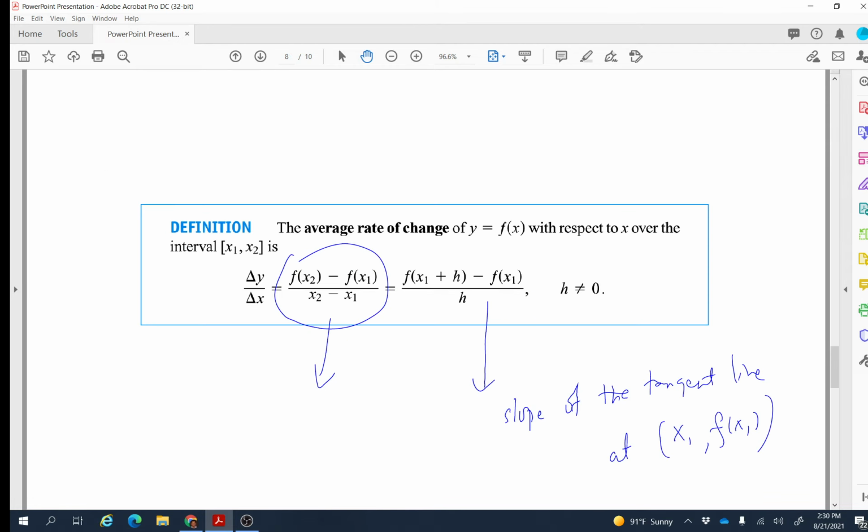So that's the formula we can use. Look at here, the value of the function at x1 plus h, in our case x1 is 3, so 3 plus h, minus the value of the function at 3, divided by h, for finding the slope of the tangent line. Actually, this is the slope of the secant line, but this becomes the slope of the tangent line when you take h approaching 0.